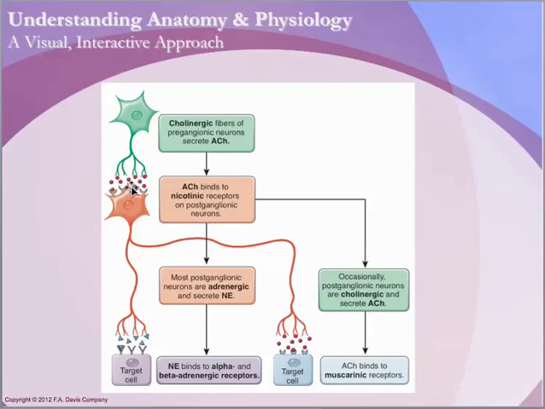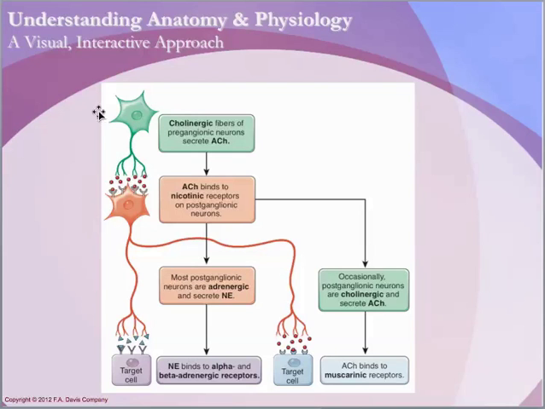They secrete acetylcholine. Acetylcholine binds to the nicotinic receptors on the postganglionic neurons. What happens now is most postganglionic neurons are adrenergic and secrete norepinephrine. Norepinephrine binds to alpha and beta adrenergic receptors. Occasionally, though, postganglionic neurons are cholinergic and secrete acetylcholine. Acetylcholine binds to muscarinic receptors. Okay, so we see how there's two options here.